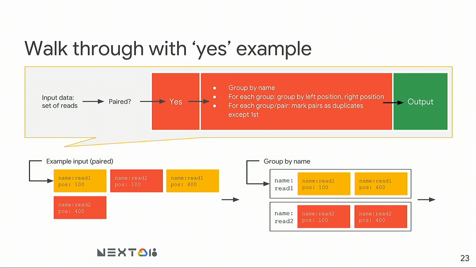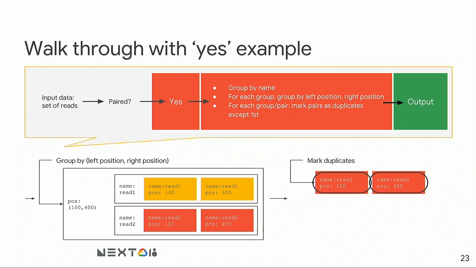The 2 yellow have the same name, they're paired, the 2 red likewise, and their positions are 100 and 400. So the first thing we do is we group them by name. So you can see now we put the pairs back together. So you have the yellow pair and the red pair. If there weren't any more, they would be there.